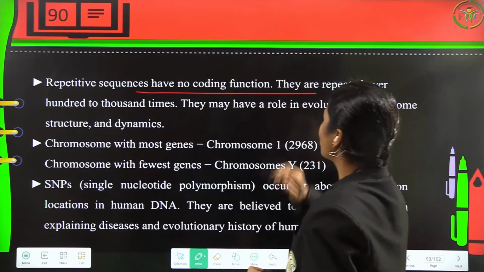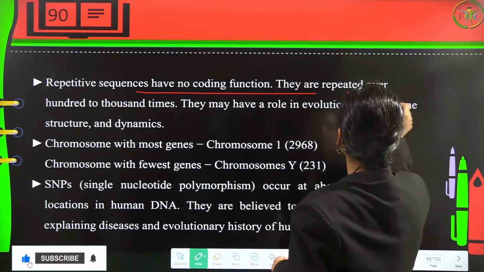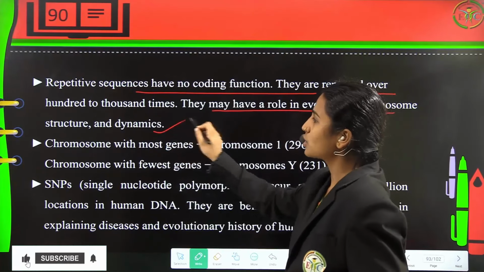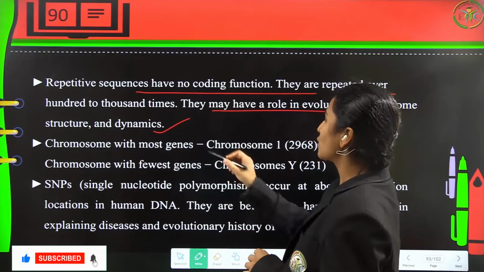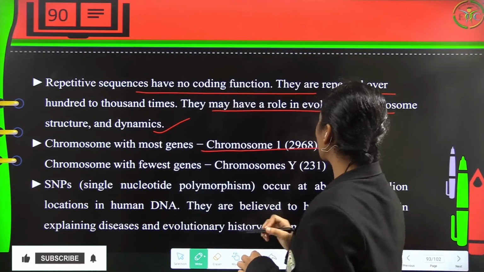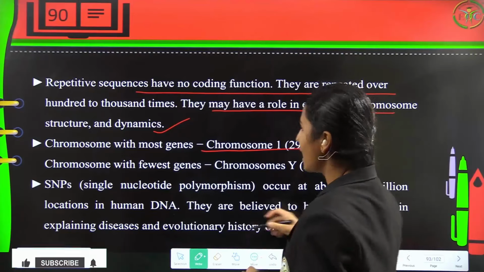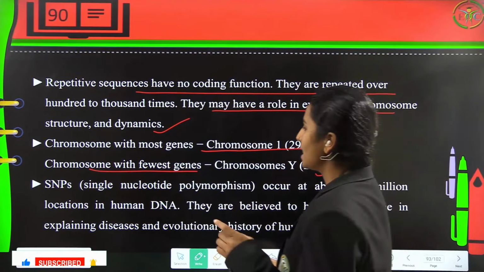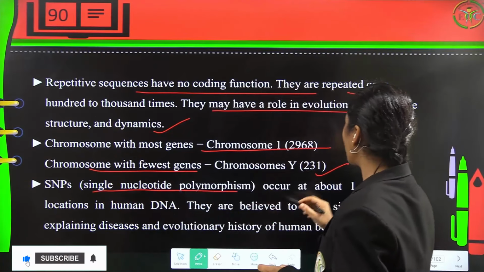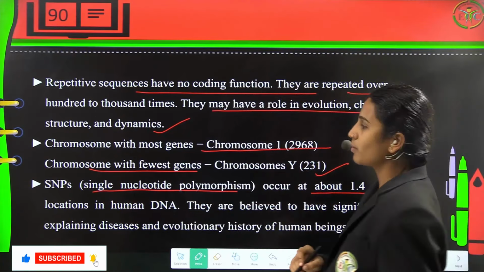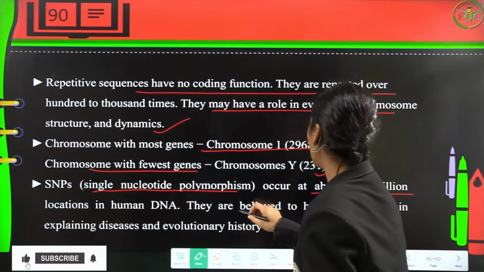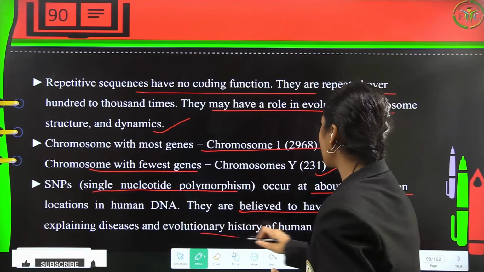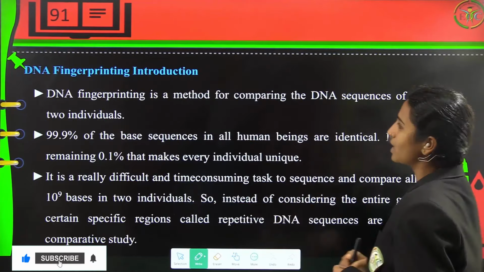Now repetitive sequences have no coding function here, and they are repeated 100 to 1000 times, and they may have a role in evolution, chromosomal structure and dynamics. The chromosome with the most genes was chromosome 1, which has 2968, and the chromosome with the fewest genes was the Y chromosome, which has 231. SNPs, which are single nucleotide polymorphisms, occur at about 1.4 million locations in human DNA, and they are believed to be significant for explaining diseases and the evolutionary history of human beings.